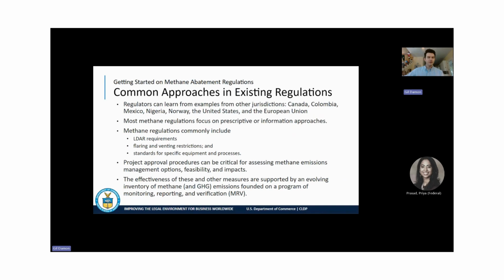But most methane regulations do focus on prescriptive or information approaches. There is also a growing trend towards a focus on performance. Methane regulations can include LDAR, flaring and venting, standards for specific processes, as we already discussed. And project approval procedures can be really important, right? Taking projects on a case-by-case basis is something that regulators tend to do. And the effectiveness of other measures, we need to think also about how methane fits into our approach broadly to our climate policy, and there are lots of different monitoring, reporting, verification programs that are worth looking at.